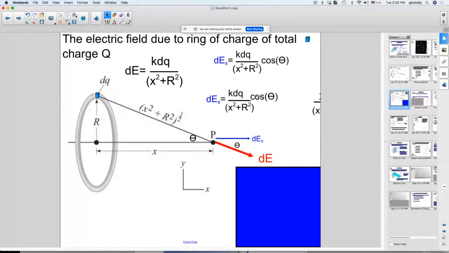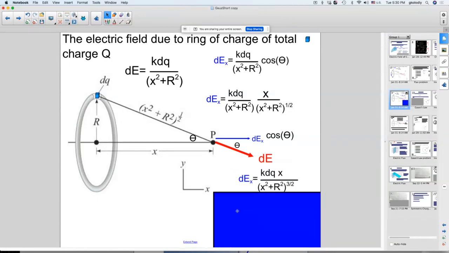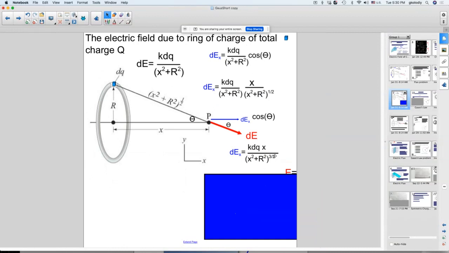All right. I'm going to take this away and put in this, because that's what cosine of theta is. It's adjacent over hypotenuse. Now, when I multiply this times this, I get x squared plus r squared to the 3/2 power. This is to the 1 power over here, and this is to the 1/2 power. So you add the powers: 1 plus 1/2 is 3/2. And you got an x here and you got an x on the bottom here. All right. So this equation tells you the electric field due to just this point charge at this point.